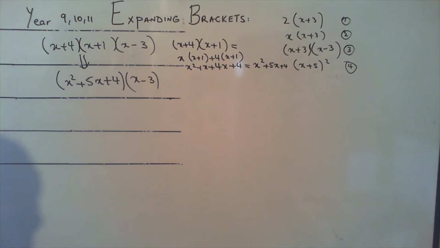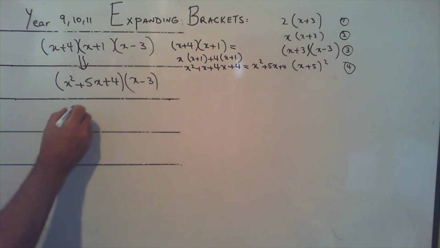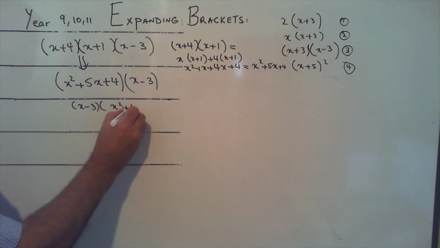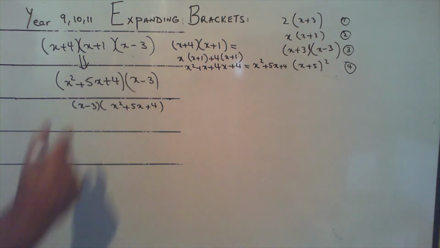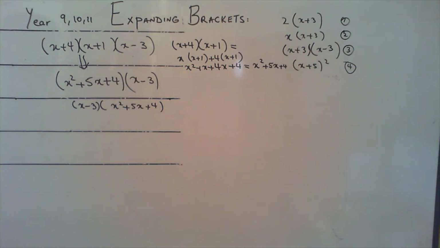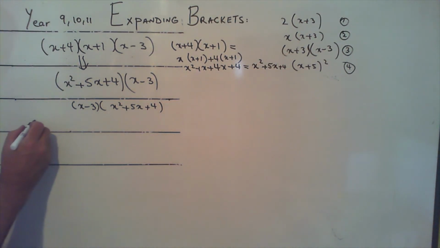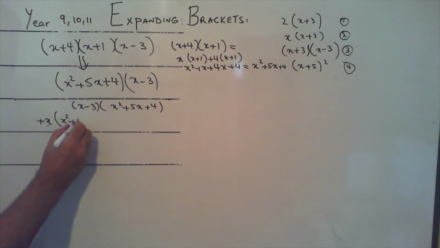Now this is something new. We have two brackets multiplication, but one of them has 3 terms. But the good news is that we still do the same thing that we've done with 2 brackets. I'm going to put this one first because I can write this as x minus 3 times x squared plus 5x plus 4. Doesn't make any difference if you swap them around. So I'm going to follow the method that I've learned about this type number 3 here. Okay, first term, second bracket. So first term, second bracket, it'll be plus x times x squared plus 5x plus 4.